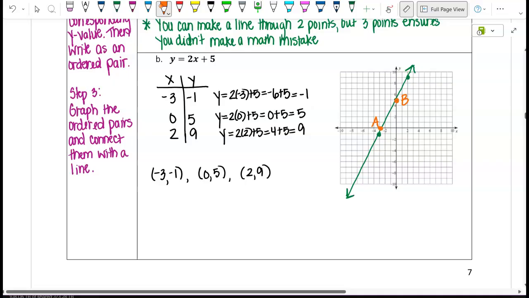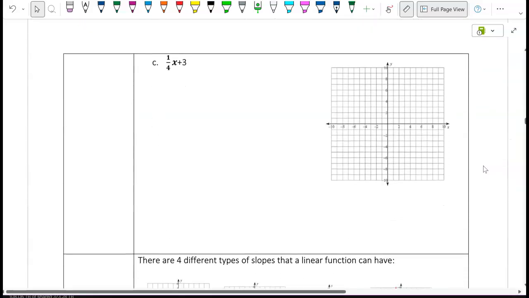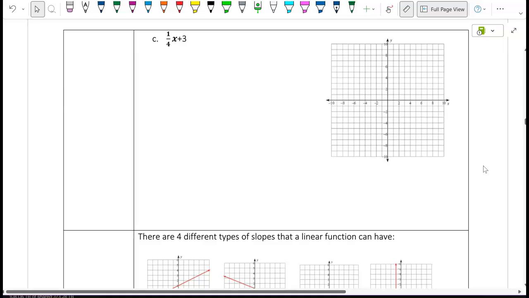Now, we do have one more problem at the top of the next page that goes with this section. Now there is a typo here that I noticed, unfortunately, this morning. This should say y equals 1/4 x plus 3. Now, the last two problems we did, that number with the variable was a whole number, which meant we could pick really any numbers we wanted. The multiplication was going to be easy.